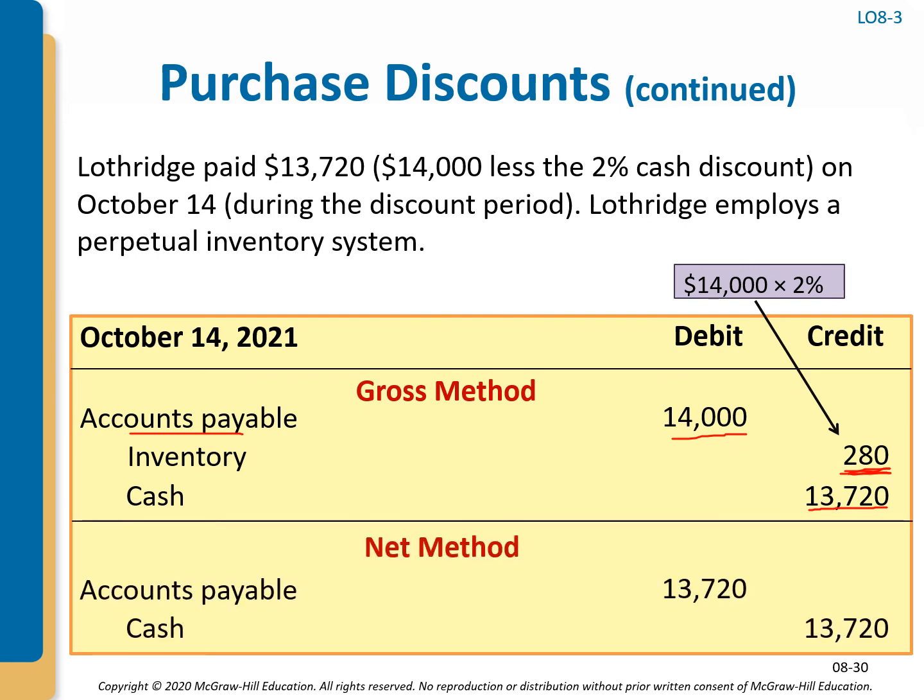The net method is a little bit straightforward for the portion where the discount was taken. We recorded the inventory net of the discount when we did the net method. So when we pay $13,720, it reduces our accounts payable by the same amount.